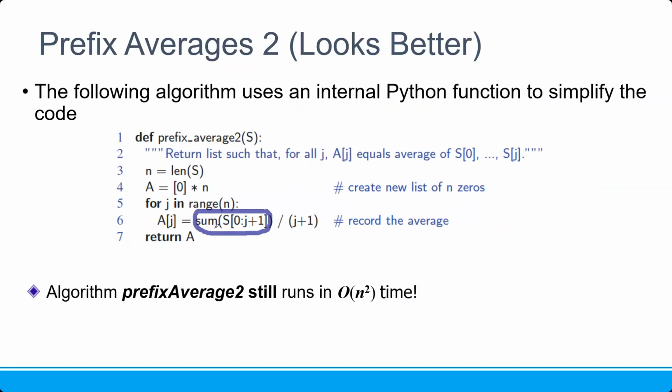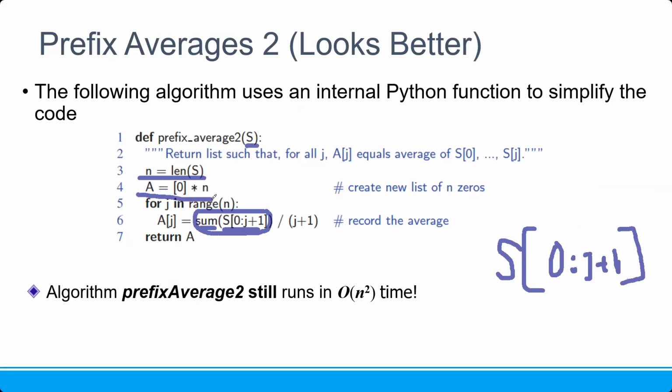So what is the meaning of the sum function? So we have the S from 0 until J plus 1. Do you know what it means? S, 0, J plus 1. So S is the sequence. Okay. So this line is the same as the previous one. This line is the same as the previous one.